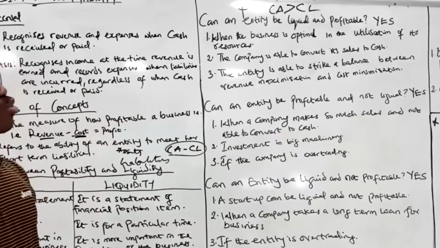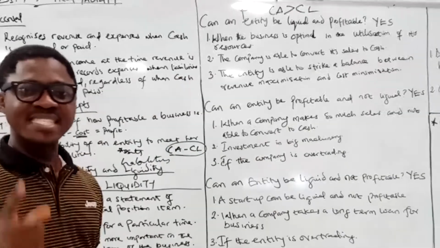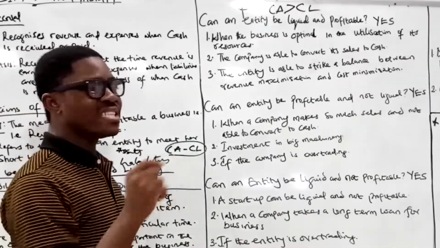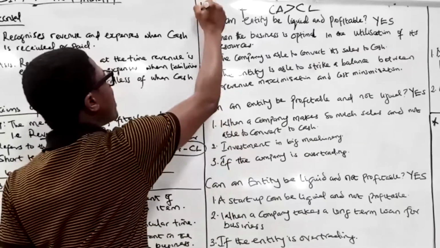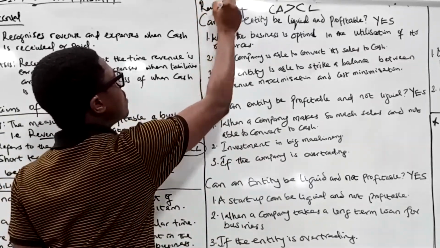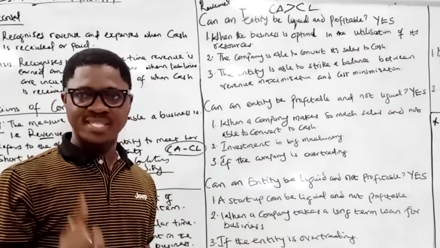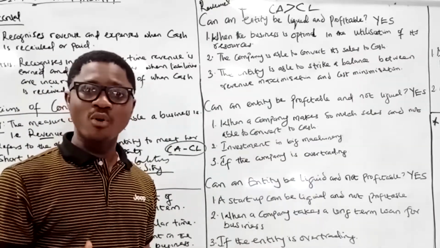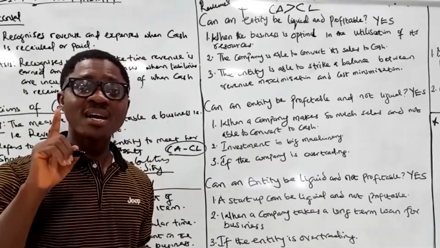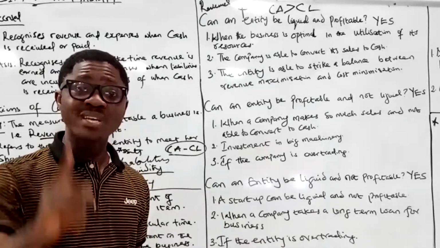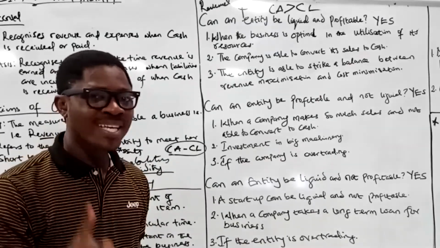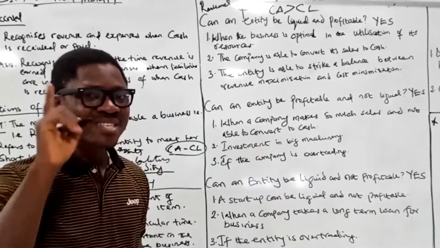Two, the company is able to convert its sales to cash. It is important to note that the fact that a company makes so much revenue doesn't mean the company is liquid. Why are we saying this? We are saying this because under the accrual basis, income is recognized when revenue is earned, not necessarily when cash is received.